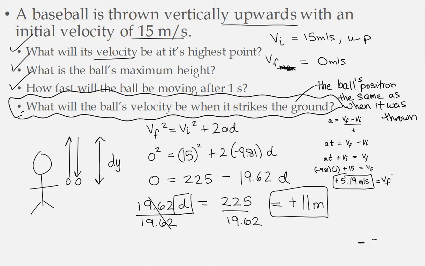What will the ball's velocity be when it strikes the ground? Negative 15 meters per second, because it's the same magnitude, but the opposite direction.